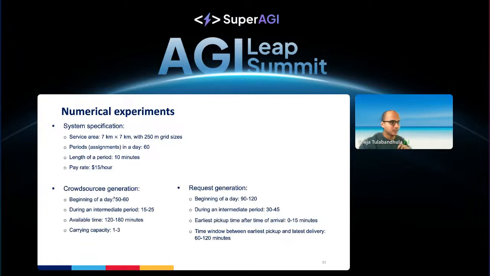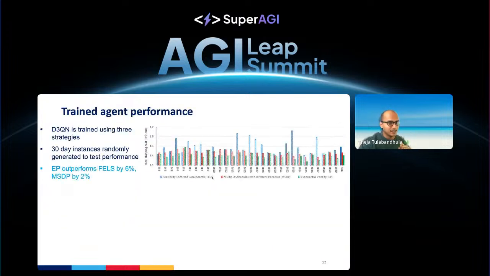There are some details on how many requests we're getting per period, and how many crowdsources we have per period. You can see that here, and this reflects a medium-sized city. And you can see here in the figure on the right, we're just showing the performance of training using this enhancement in the action space and handling of constraints on 30 randomly chosen days, where these bars just represent the cost of applying that solution.